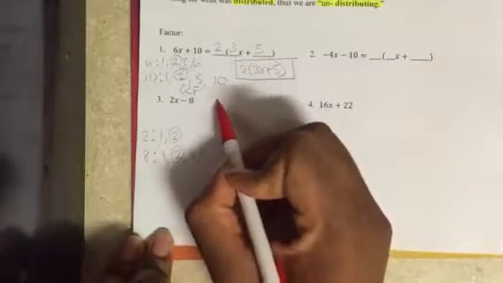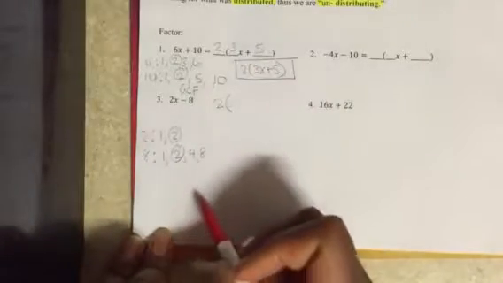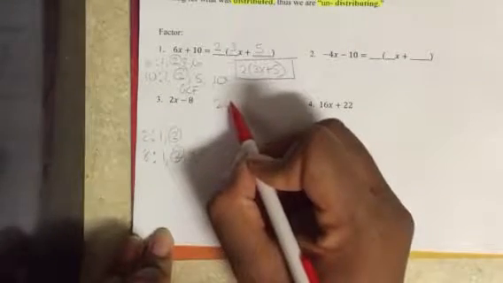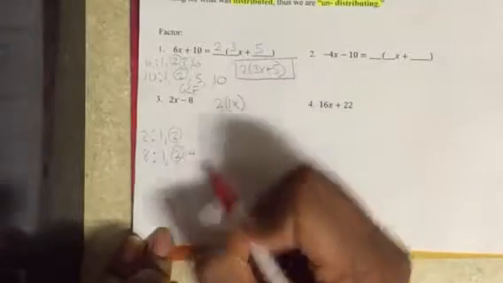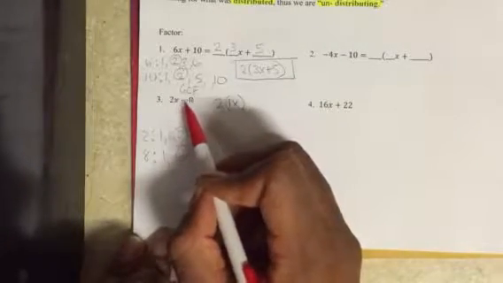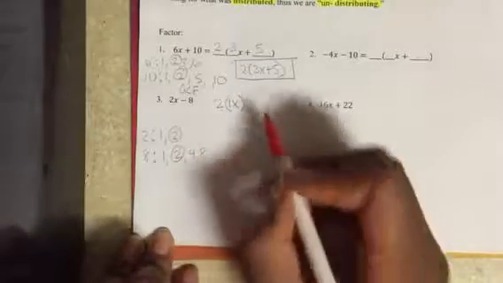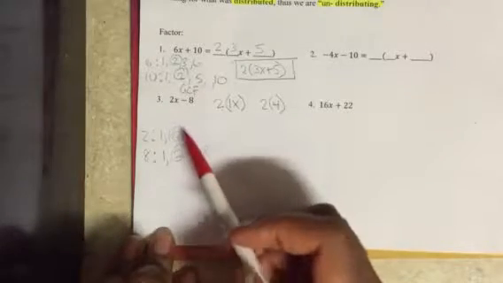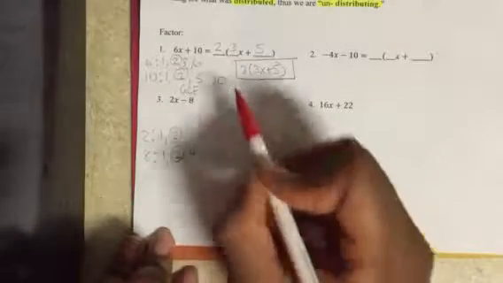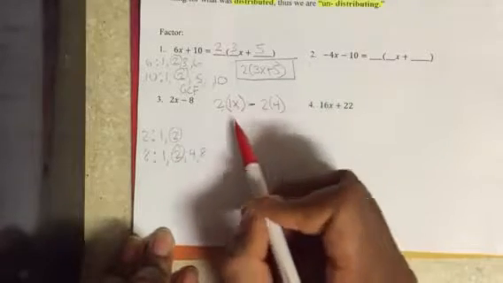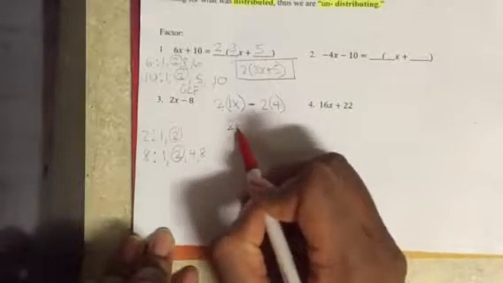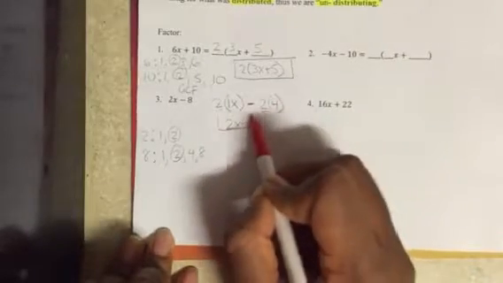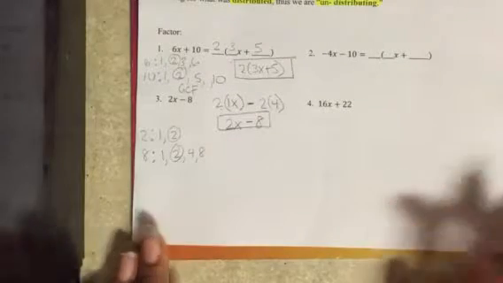There is no setup like this for this one, but I know that 2 goes on the outside. So on this one, I'm going to say, what times 2 will give me 2x? Well, that is just an x, or you can write 1x. Now what times 2 will give me 8? I know that is 4, so I'm going to do 2 times 4. Now I think about what was joining these two at the beginning. It was subtraction. So 2 times 1x is 2x, 2 times 4 is 8. Bring down the subtraction. That's how you do that one.